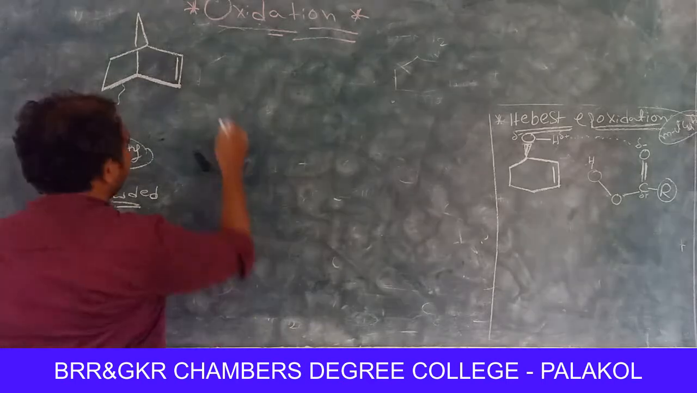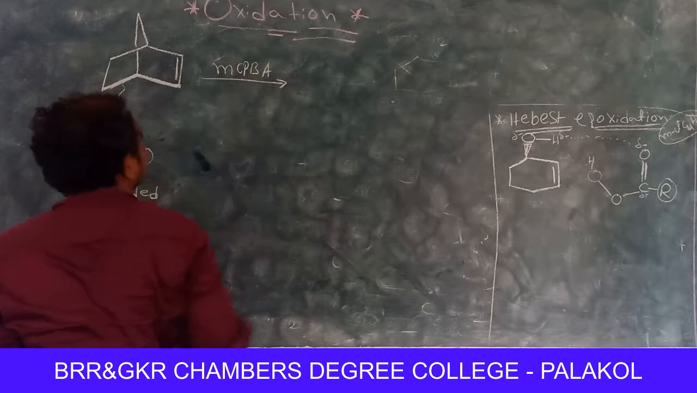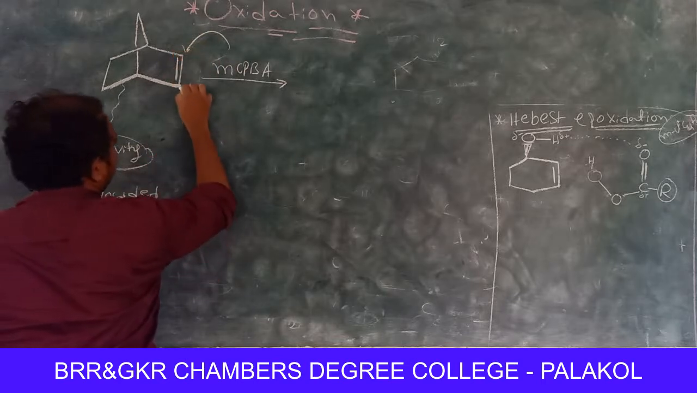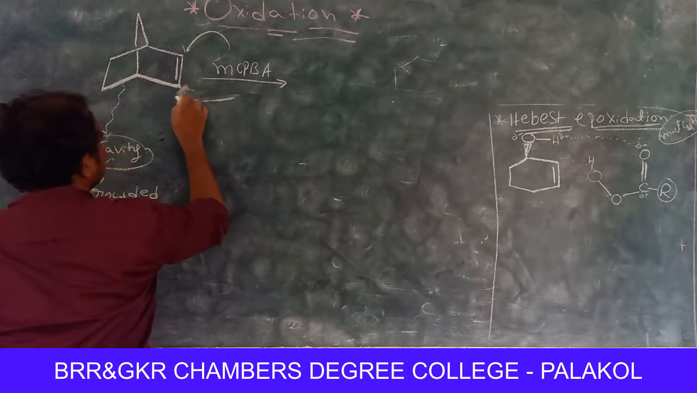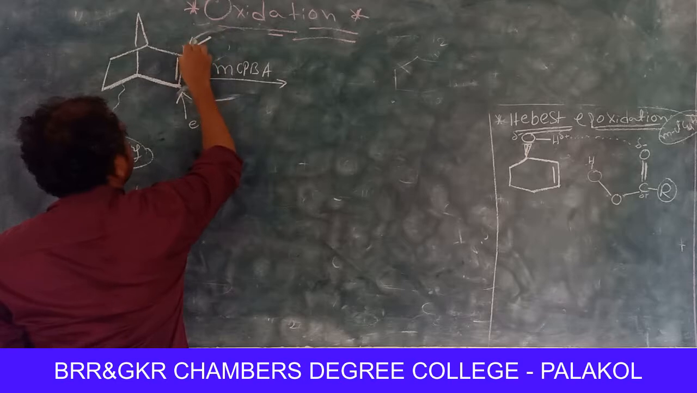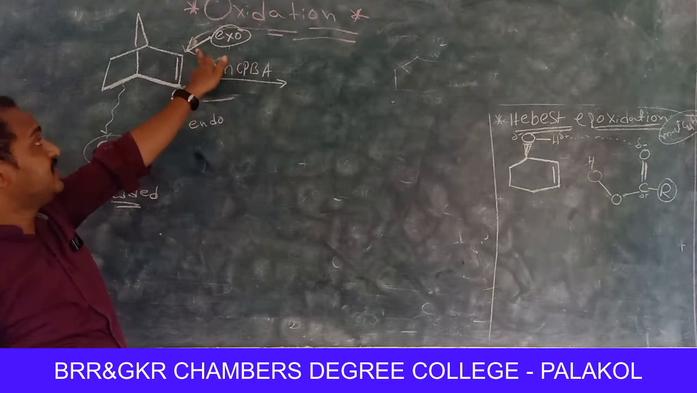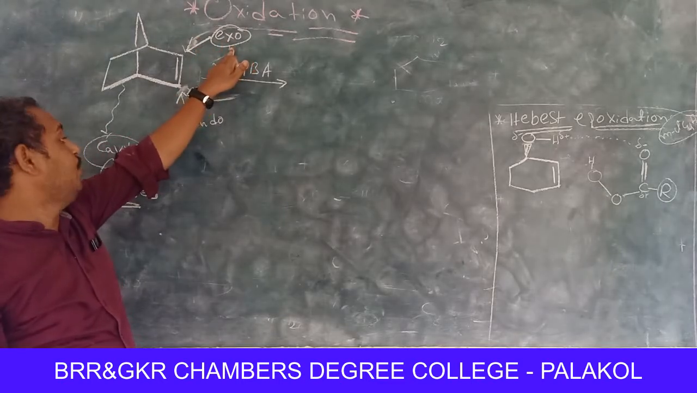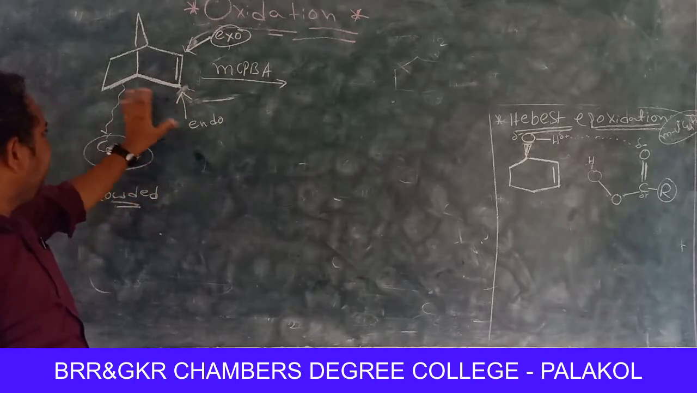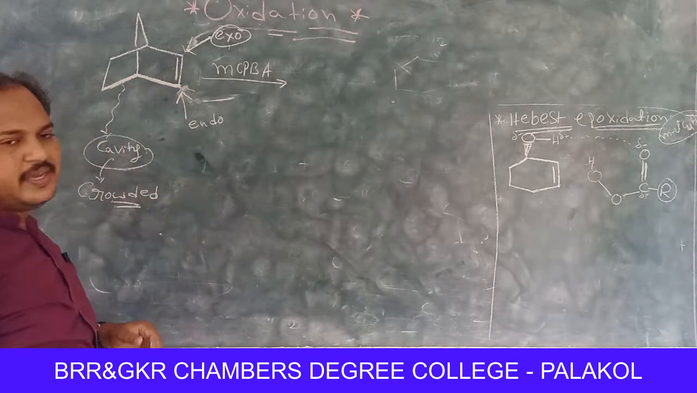Whenever we are using mCPBA, meta-chloroperbenzoic acid, it can deliver the oxygen atom either from the exo direction or from the endo direction. So this is endo and this is exo. If oxygen is coming from this direction, then it is called exo. If the epoxide is formed from this direction, then it is called endo. And the endo direction always has some steric crowding. I will explain how it is a sterically crowded part.